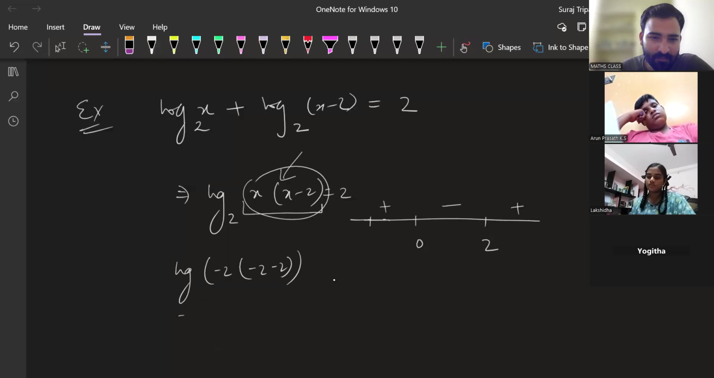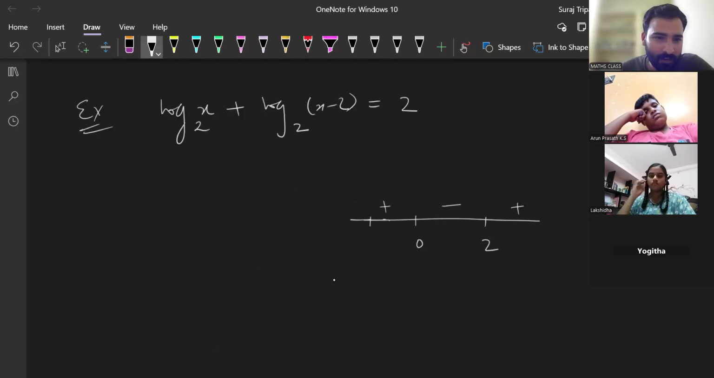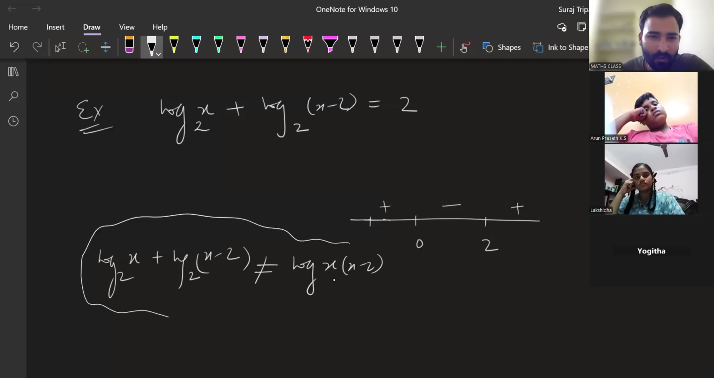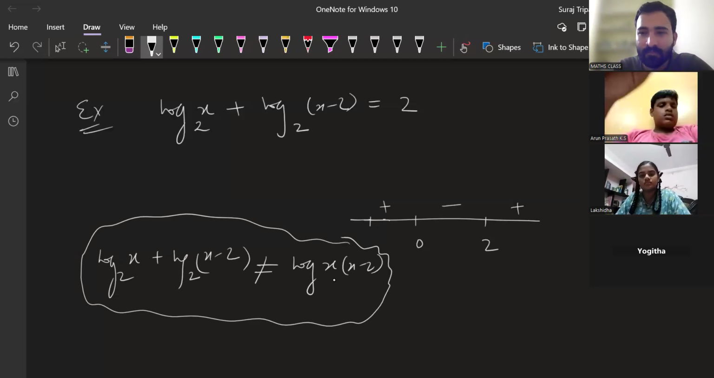But as you can see here, just take a note. Log of 2 plus log of x minus 2 to the base 2 is not equal to log of x times x minus 2. This is not always equal, right? What is the reason? Reason is we can multiply the logs if both are defined. If we are multiplying logs, first of all we have to define the logs, then we can multiply.